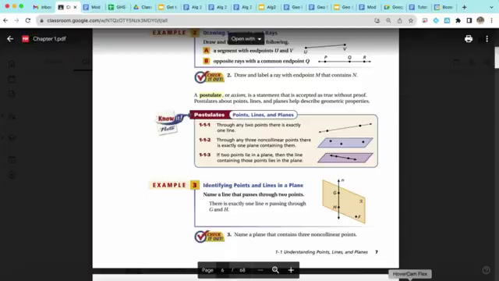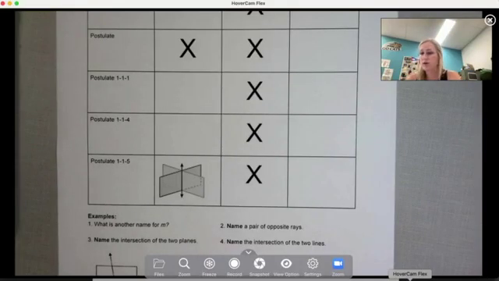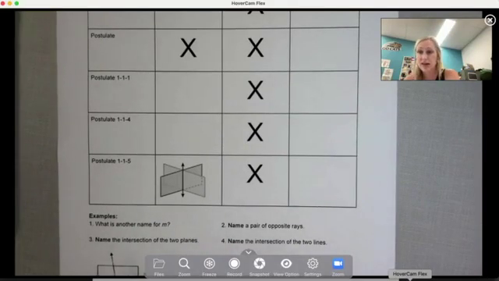Okay, that is all for this video. Again, we're going to do the examples together in class, so don't worry about those for right now. Just get the rest of the vocab and the table filled out for homework.